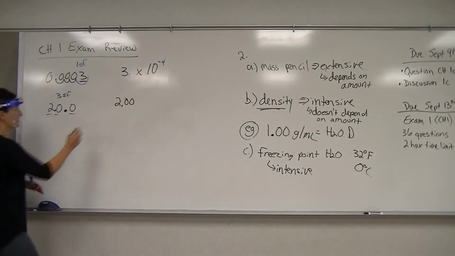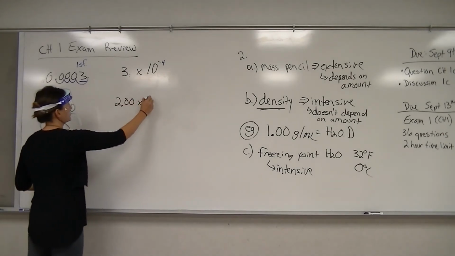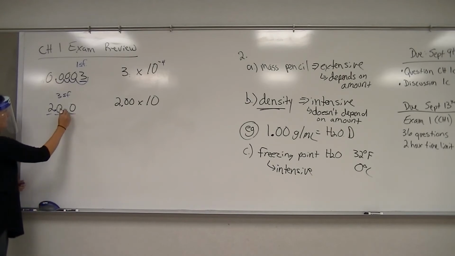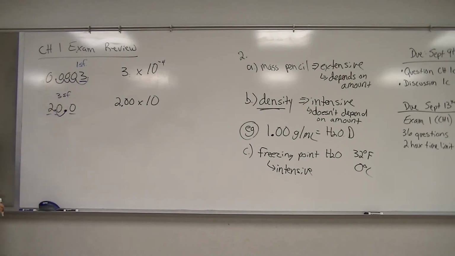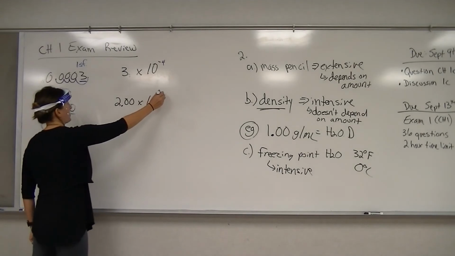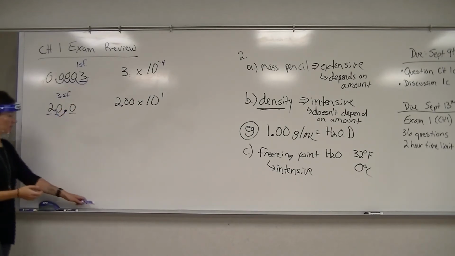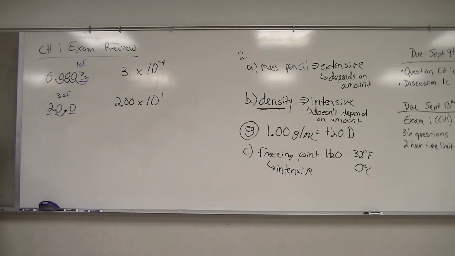So 2.00 times 10 to the, and then to figure out the exponent, it's how many times I have to move that decimal to get it in the new spot. And it's just one time, right? Notice this time I moved to the left. Positive. So it's going to stay positive, yes. And my original number, it was 20, it was bigger than 1.